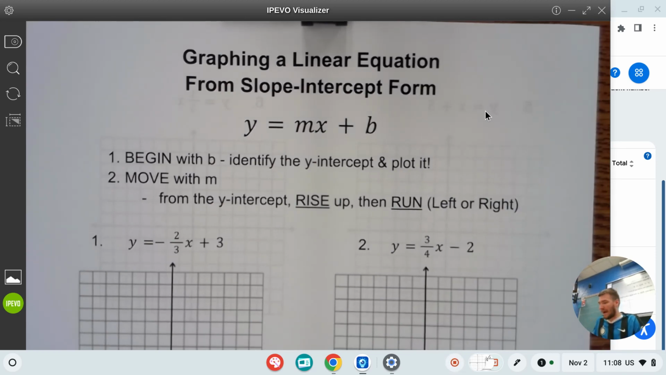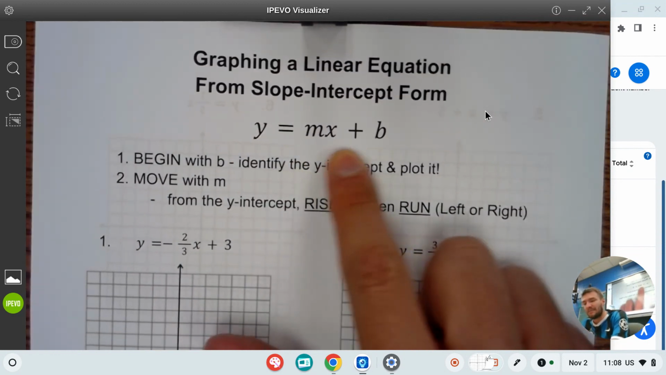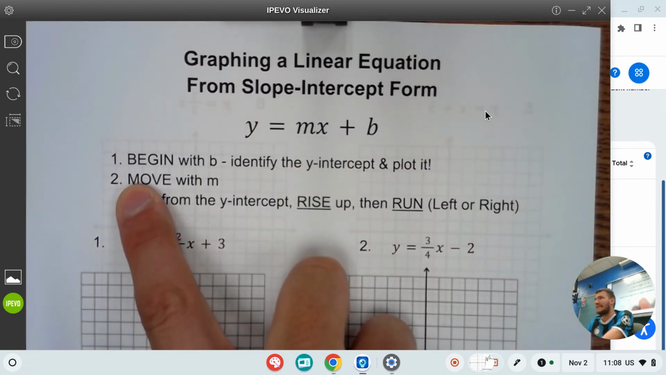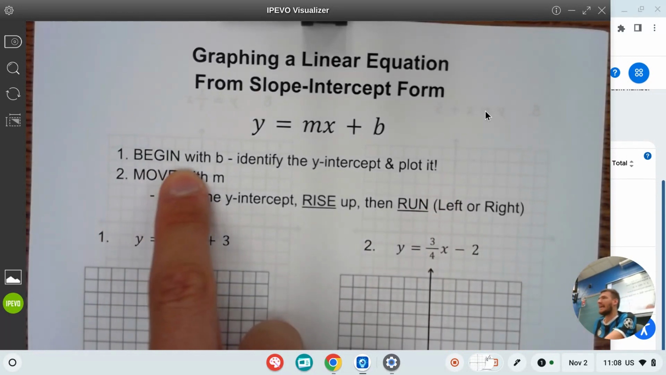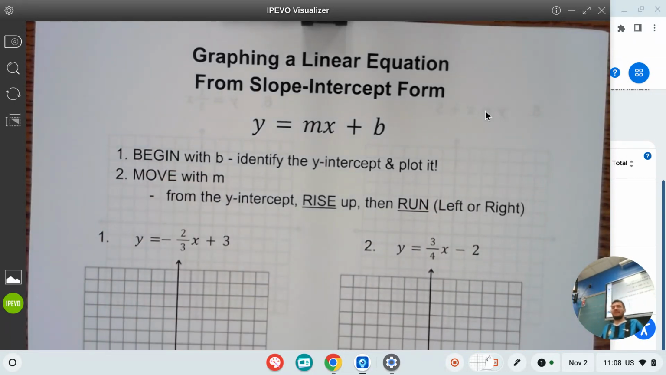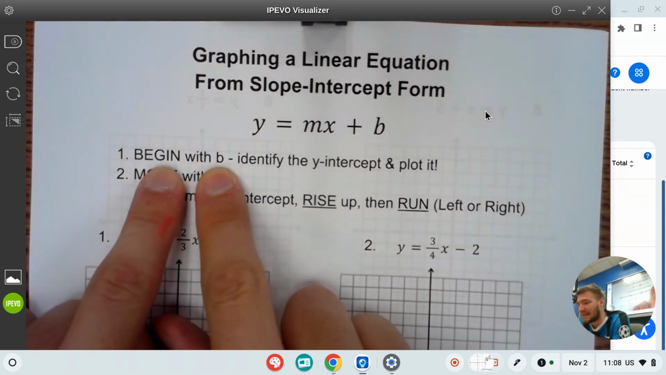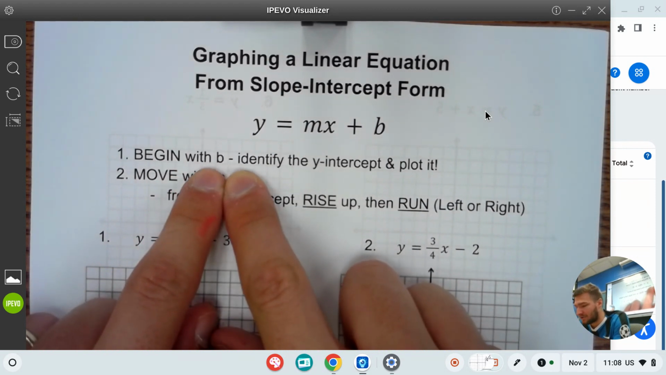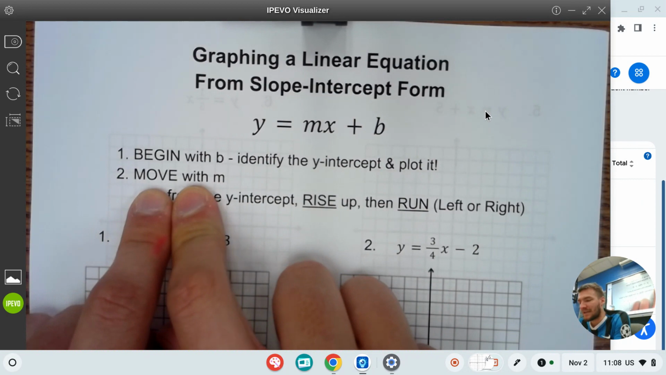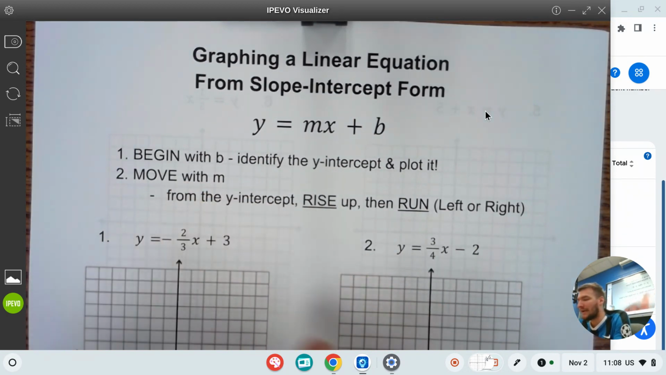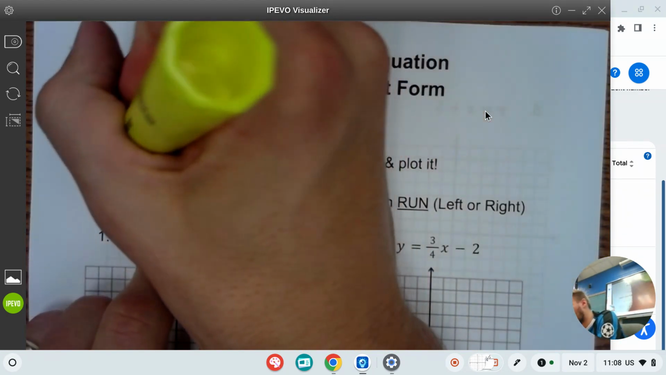We are talking about graphing for the very first time ever. We're going to be graphing from slope-intercept form, and we've got basically everything we need to know right here at the top. It says to begin with b. That tells us that we're going to use the b value first. The first step is going to incorporate the b value, not the m. Then, after that, we're going to use the m. Let's just start with line number 1.